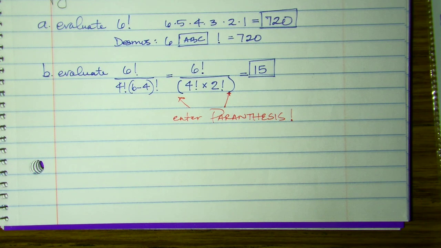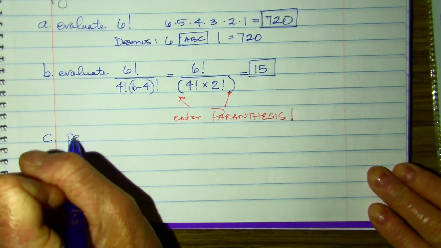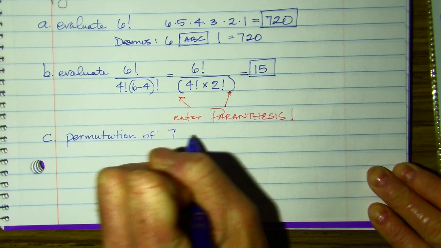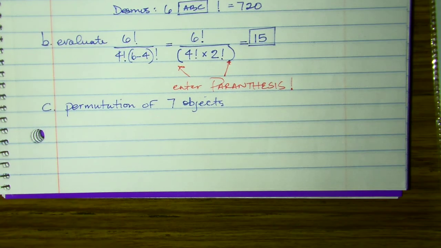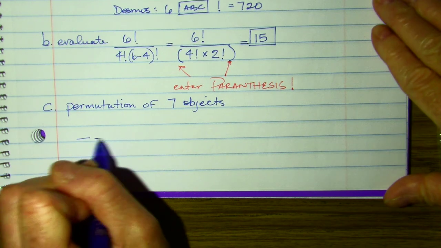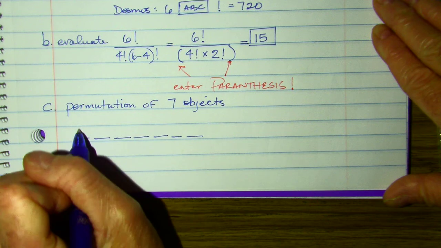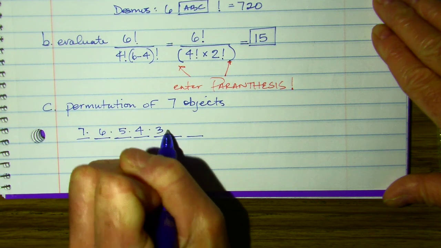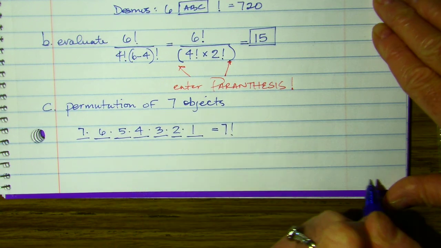Part C says find the permutation of 7 objects. Now I want you to know that permutations are very similar to factorials. A permutation of 7 objects means I have 7 spots and I'm trying to put them in order. So it would be 7 times 6 times 5 times 4 times 3 times 2 times 1. Or I could enter 7 factorial.